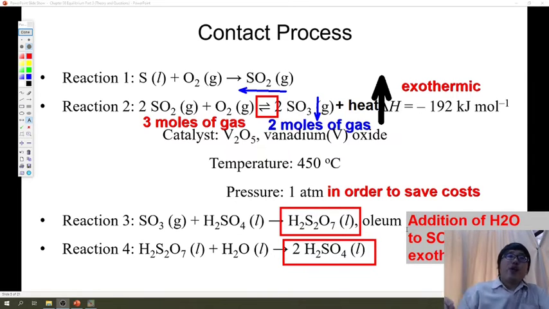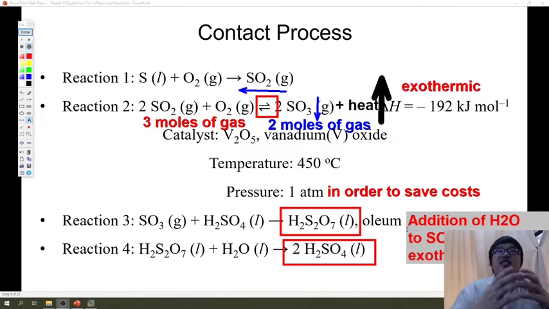Because of that, if you add water directly to sulfur trioxide, you are going to release a lot of heat, and you are not going to get liquid sulfuric acid. You're going to get gaseous sulfuric acid. In an industrial process where you are forming 100 tons, you don't want gaseous sulfuric acid. So they rather do this step, less exothermic, but you still get sulfuric acid in liquid form.